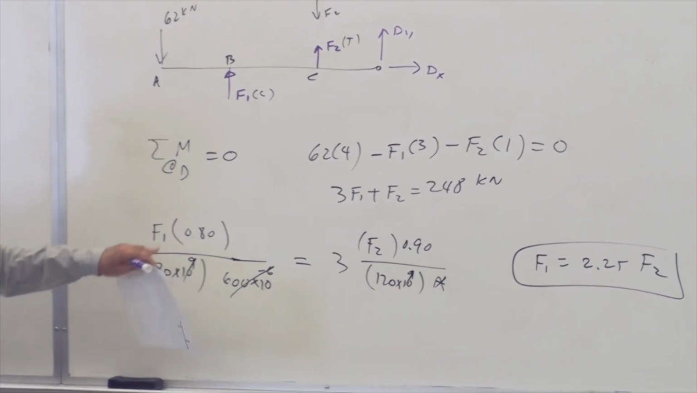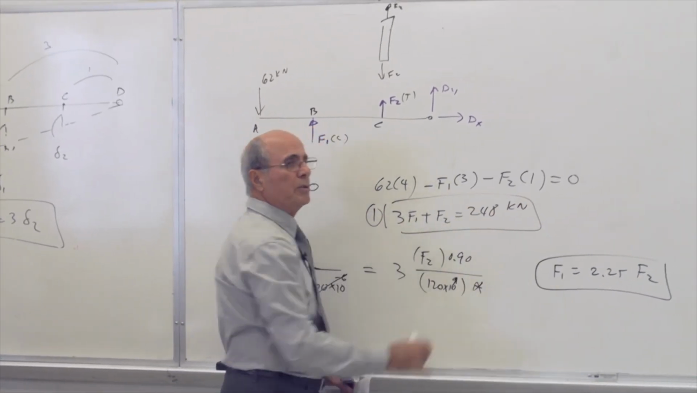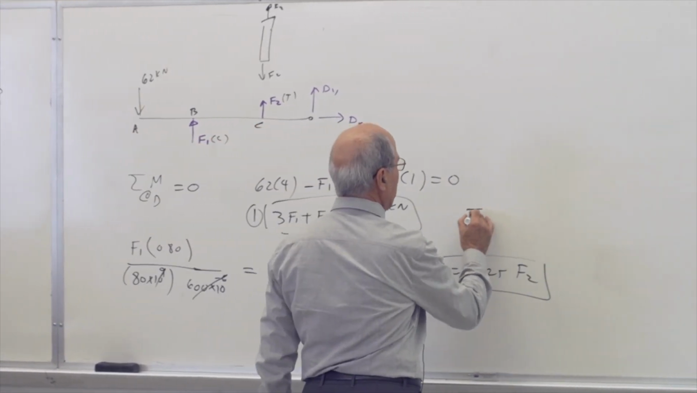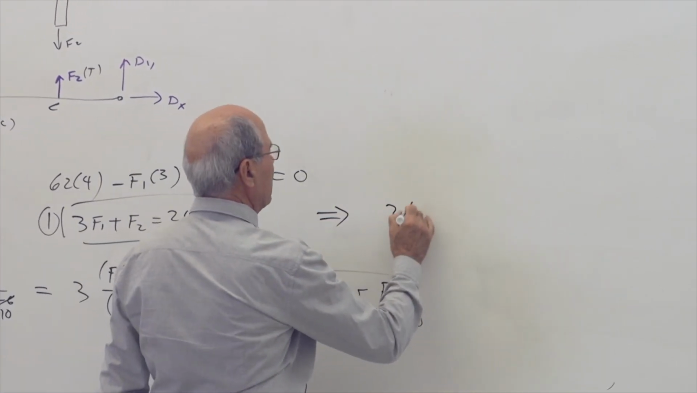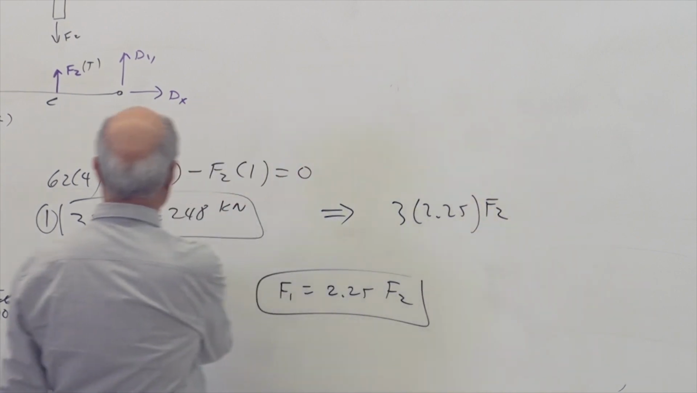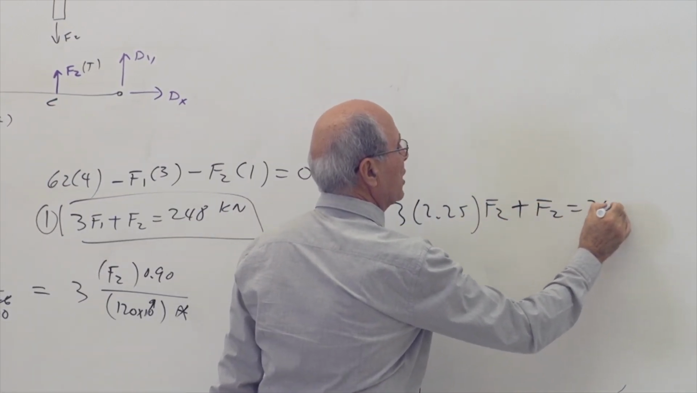F1 equal to, now, I have two equations: equation 1 and equation 2. Yes? Correct? So you put that there. So that equation becomes, after you calculate F1, 3 times 2.25 F2, because you're changing F1 to F2 now, plus F2 equal to 248.